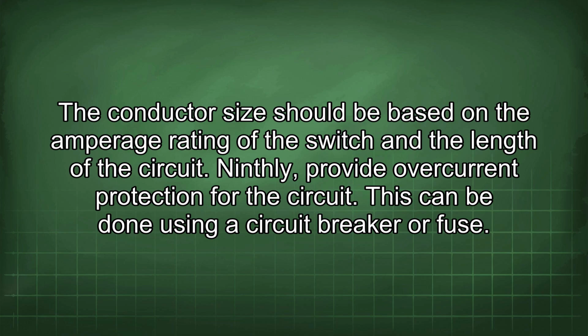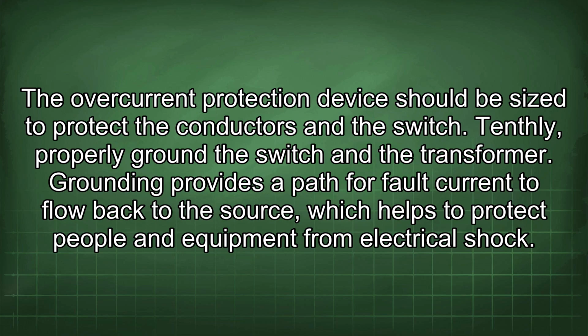Ninthly, provide overcurrent protection for the circuit. This can be done using a circuit breaker or fuse. The overcurrent protection device should be sized to protect the conductors and the switch. Tenthly, properly ground the switch and the transformer. Grounding provides a path for fault current to flow back to the source, which helps to protect people and equipment from electrical shock.